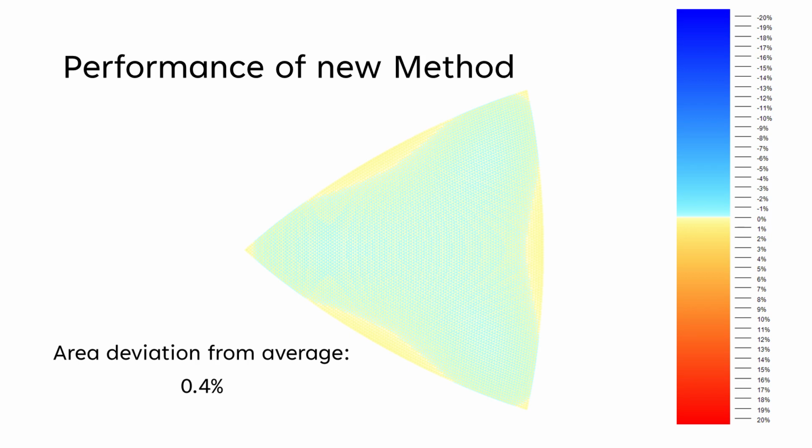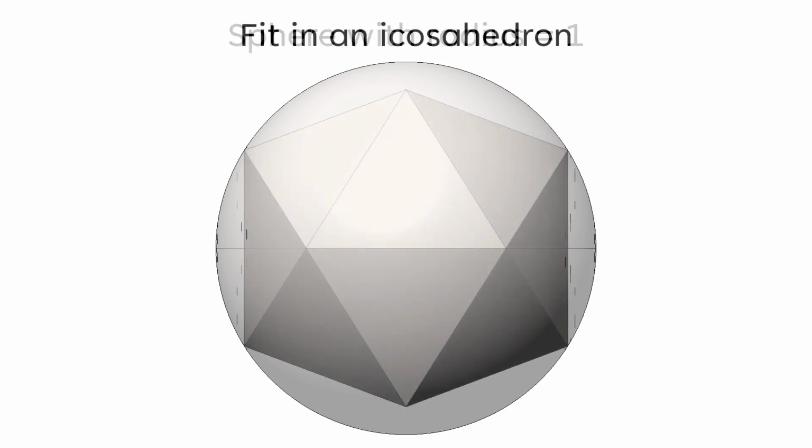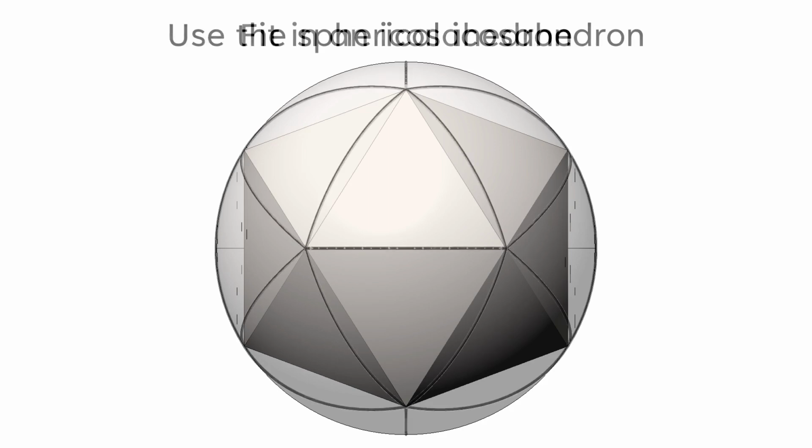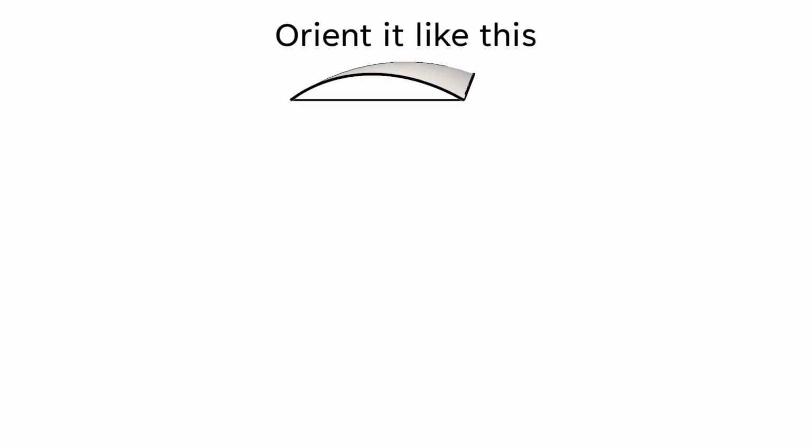Now there are already ways to optimize the bisecting grid into a better grid using very complex iterations, but you can now do this directly in a relatively easy way. Here we go. We are going to use a sphere with a radius of 1. This is also known as a unit sphere. Inside we are going to fit an icosahedron, and we take one triangle and we orient it like this.